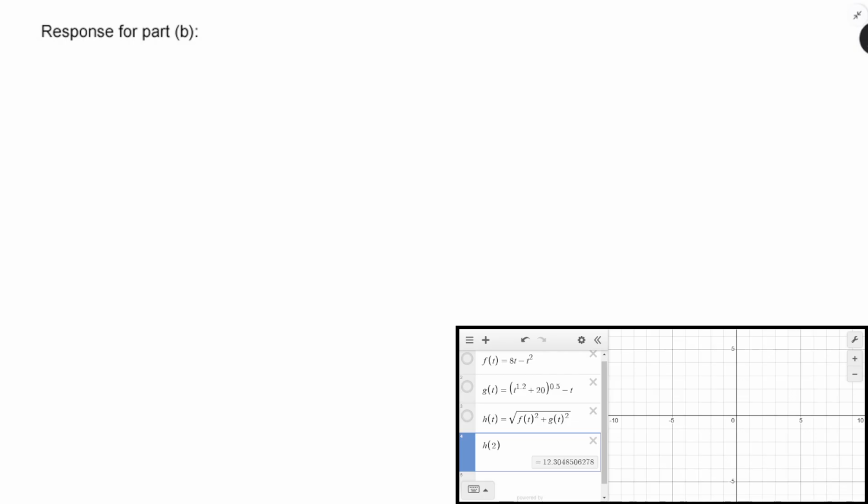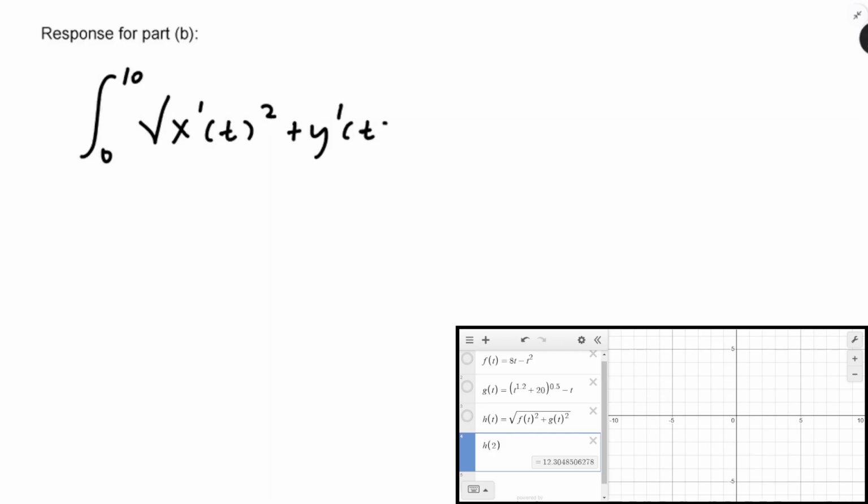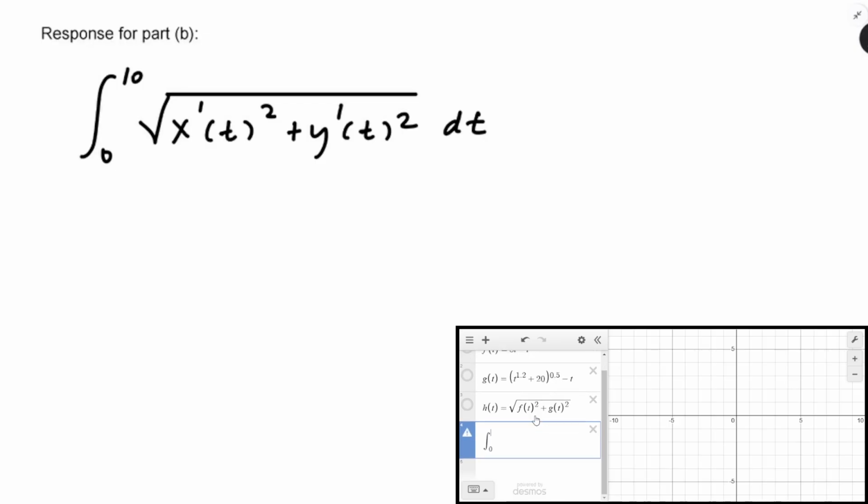All right, so we're going to integrate the speed, 0 to 10, square root of x prime of t squared plus y prime of t squared dt. That's just going to be the integral of h of t from 0 up to 10 of h of t dt, and get 109.044.